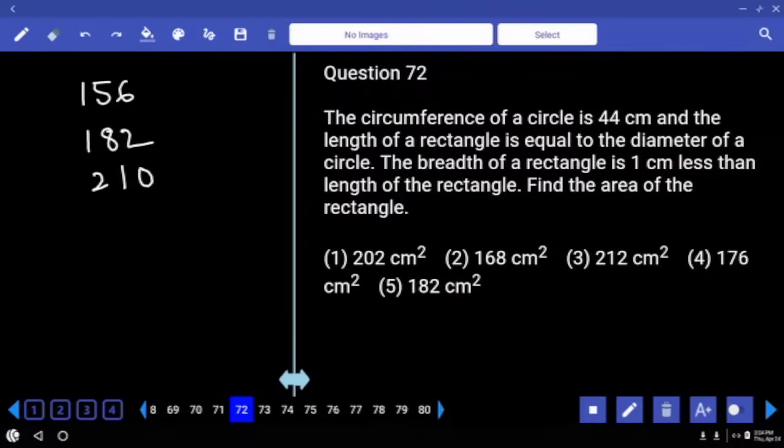Possibilities are only these three. 156 is not there, 210 is not there, so the answer should be 182. Done.